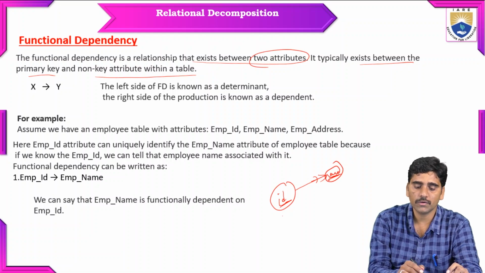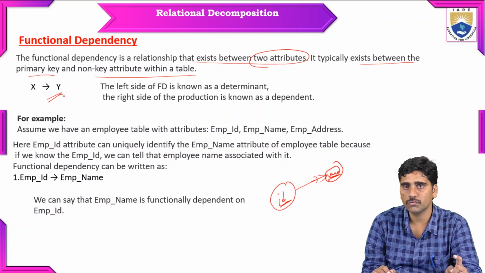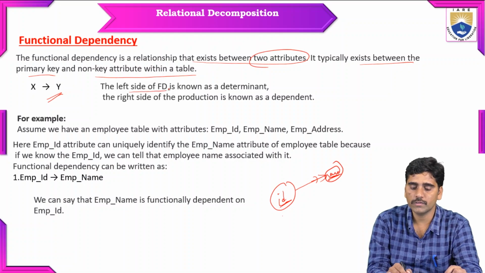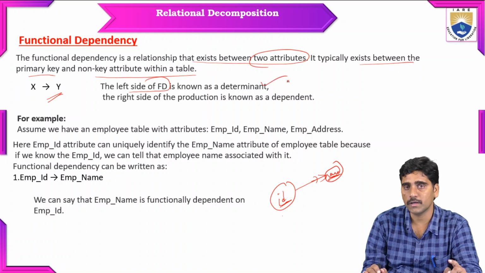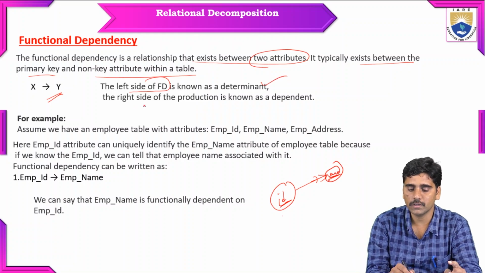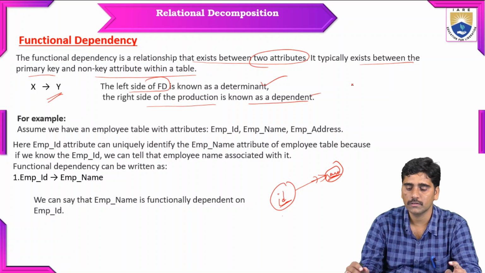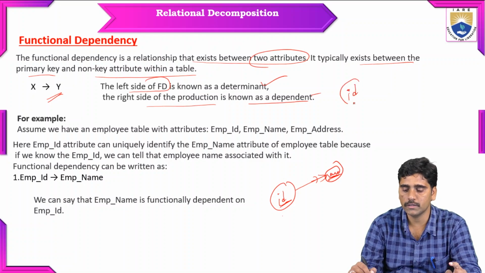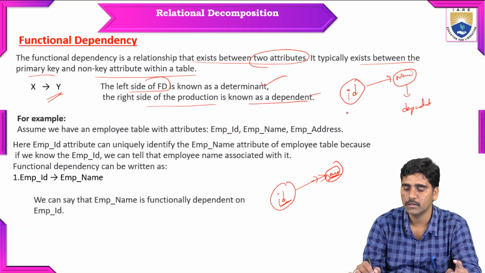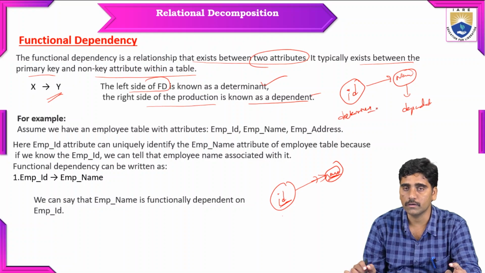That is indicated as X tends to Y. The left side of this functional dependency is the determinant, and the right side is known as the dependent. Suppose here we have ID and name. The name is the dependent because it is depending on ID. So ID is the determinant. The dependent name displays the values based on the ID.